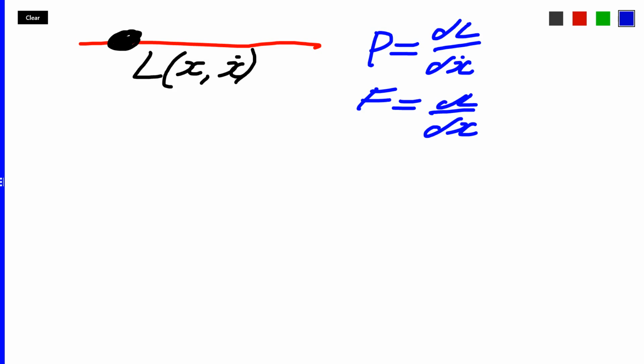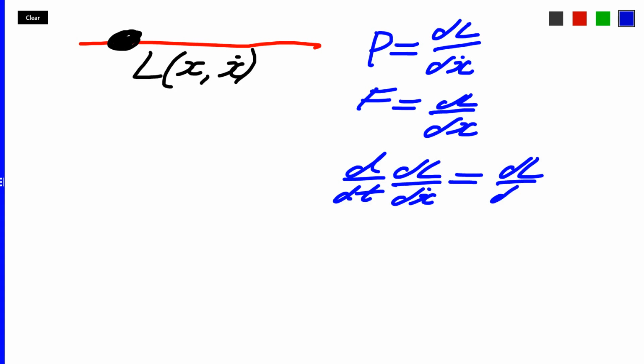Now we can apply the equations of motion, the Euler-Lagrange equations, and I'll just remind you of what those are. You've got d over dt of dL over dx dot is equal to dL over dx. Pretty simple, right? Let's have a look at dL over dx dot. We've already called that momentum, and dL over dx we've already called force.